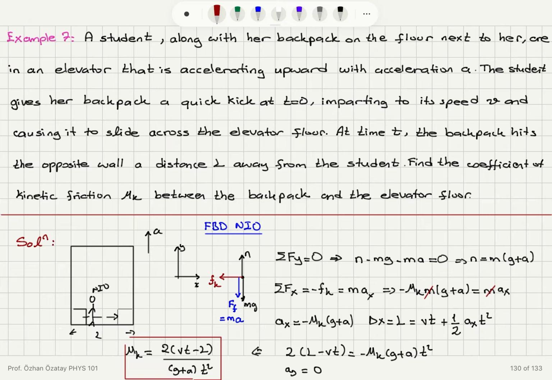So v is known. It's the initial speed we give to the backpack. Distance L is known. G plus a is the acceleration of the elevator that's pointing up. And time t, when the backpack hits the opposite wall, is known. So we have calculated mu k in terms of the known quantities.